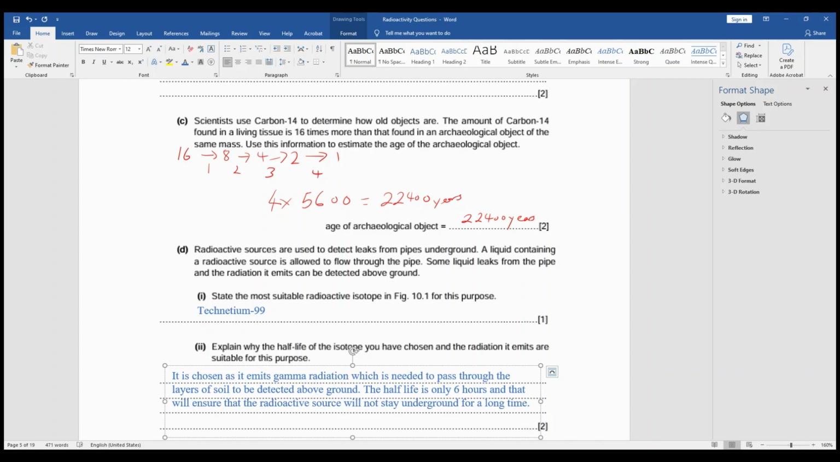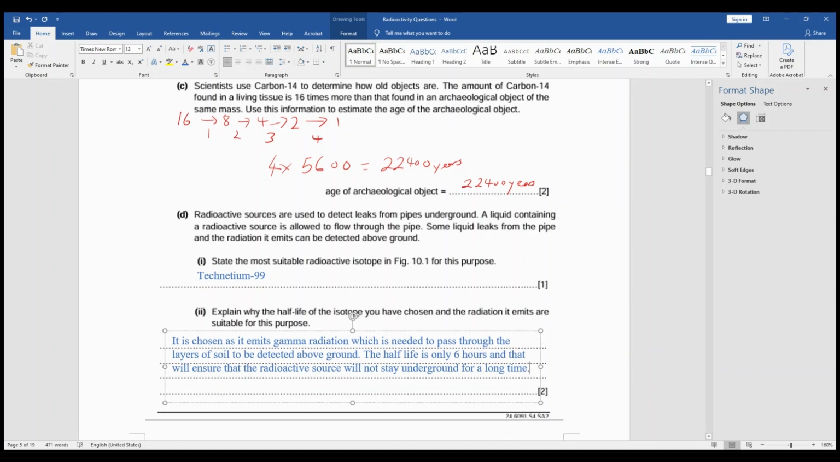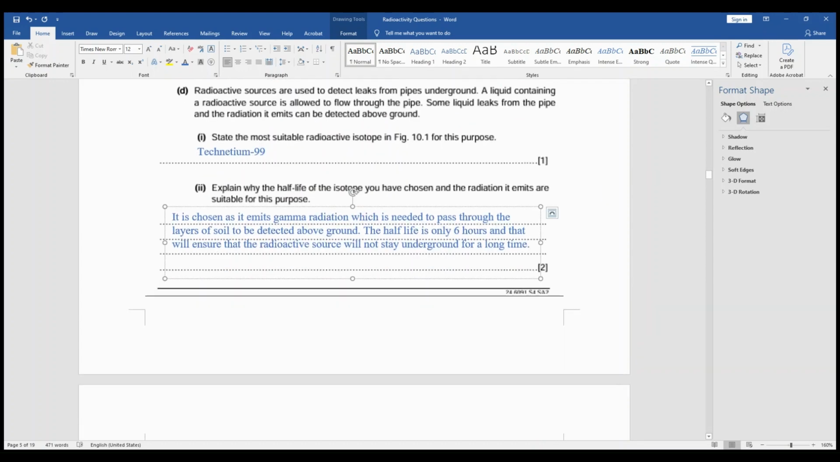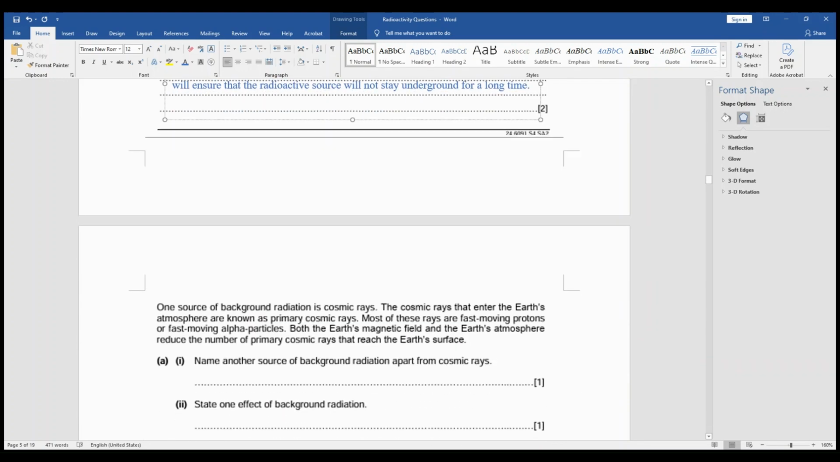That's because after 6 hours only half will be left. So after maybe like 4 or 5 half-lives, it will be almost completely gone. So that's why I would say I want to choose as short a half-life as possible. That's why you will say we will not stay underground for a long time. Okay, next question.